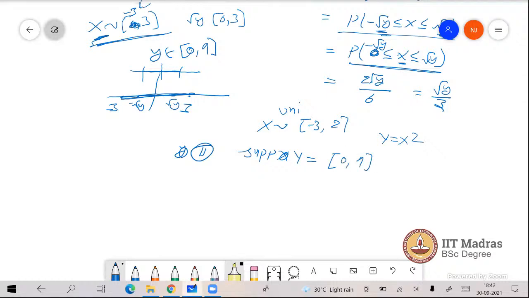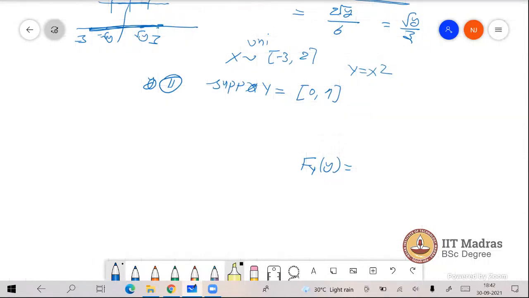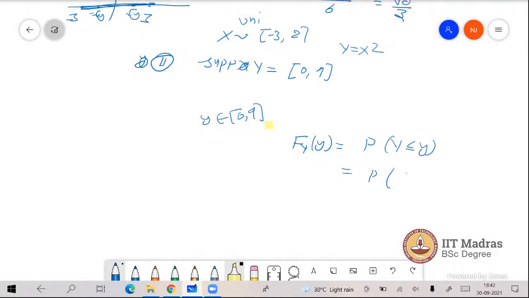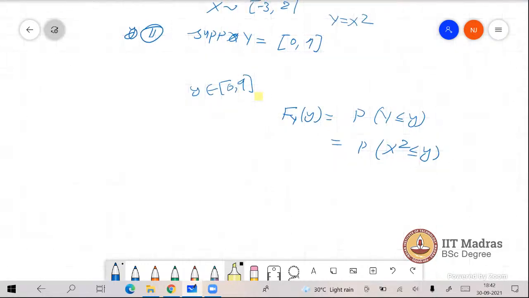Now the second step is I need to find F of y of y. So what will this be? This is the definition, just use the definition. F of y is P of Y less than or equal to y, where I have chosen y in 0 to 9. Now this is just P of x square less than or equal to y. If I convert into x, it will be minus root y to root y, right?